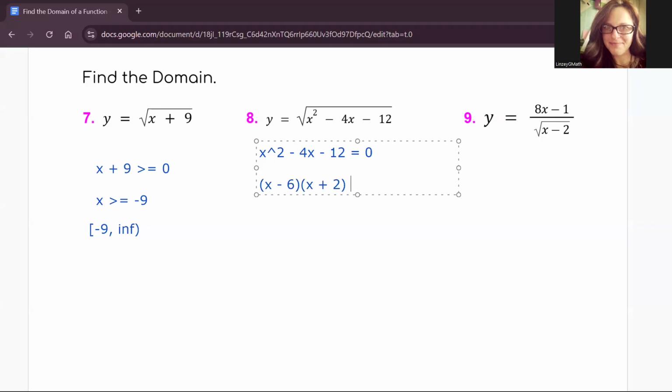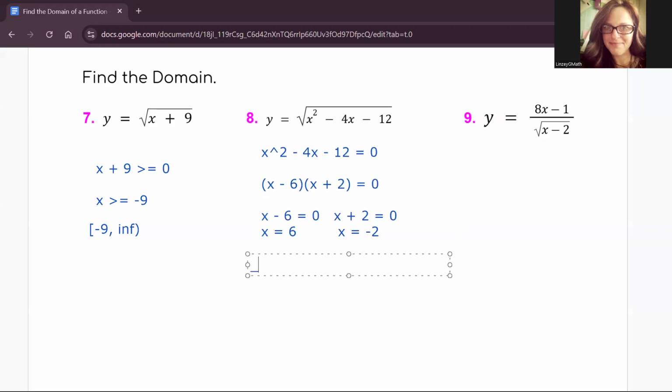-6 and +2. And we'll solve by setting each factor equal to 0. And we get x is 6 and x equals -2. And then let's set up a number line and see when the quadratic is greater than 0, positive. We can include 6. I'll put a closed circle. We can include -2. We can take the square root of 0.